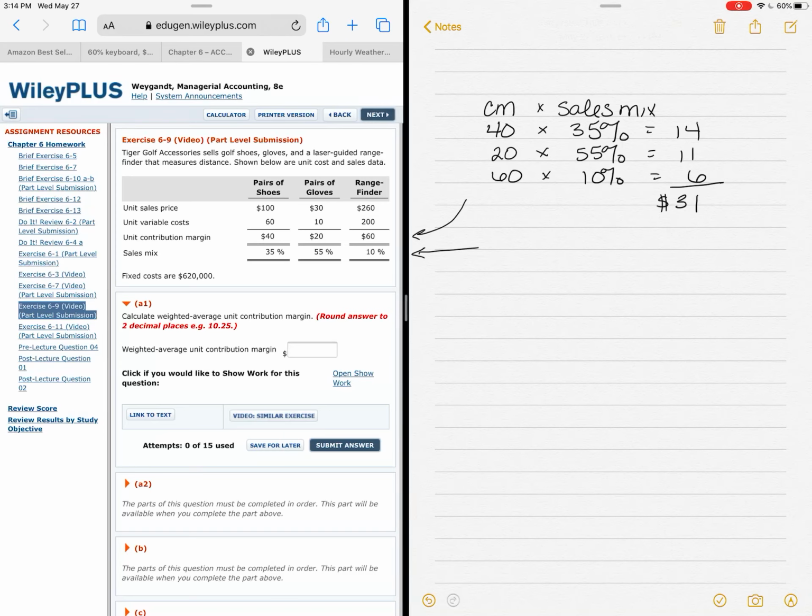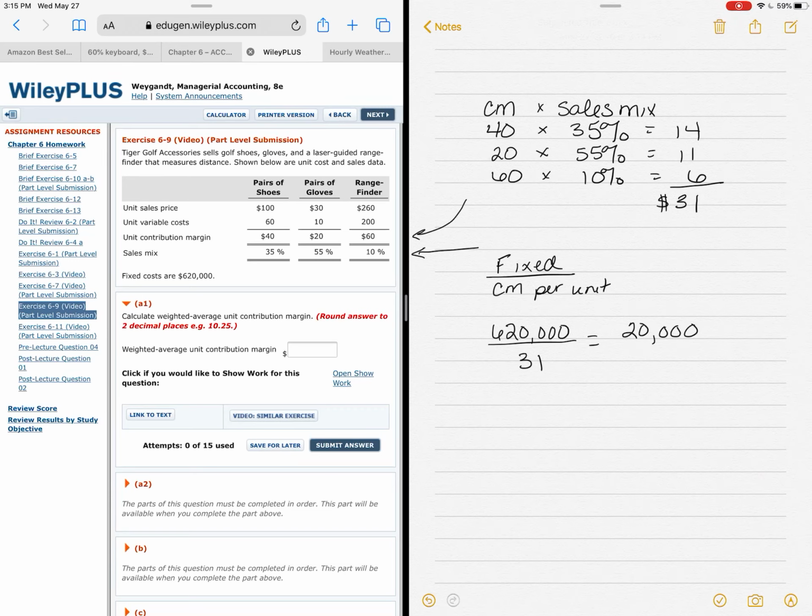So for the second step, now that we have this, we can find our break-even point. It tells me my fixed costs, and they want it in units. So I take my fixed costs and divide that by my contribution margin per unit, just like we learned in the last chapter. My fixed costs here are $620,000. I divide that by the 31, which gives me a break-even point of 20,000 units.